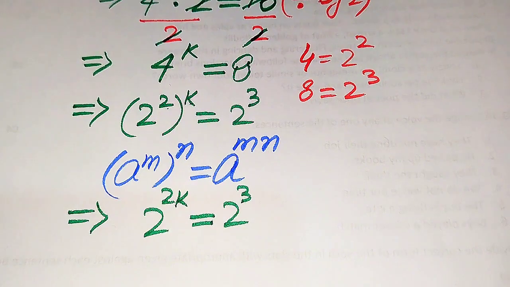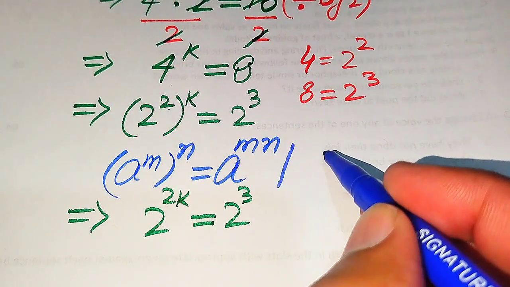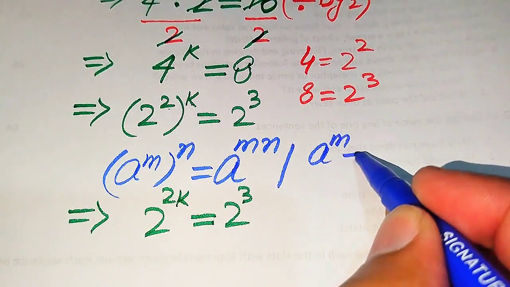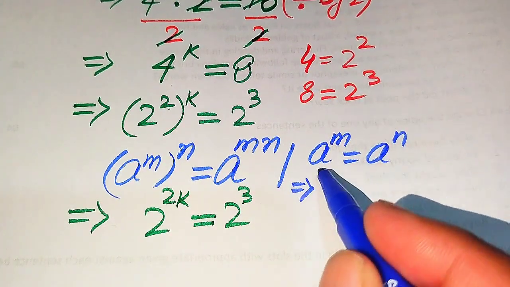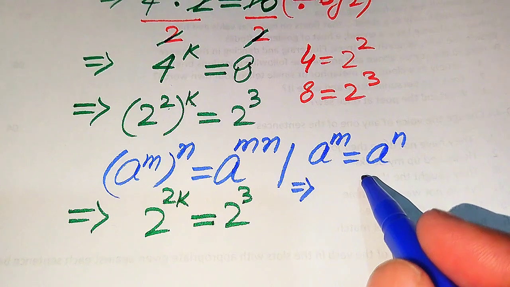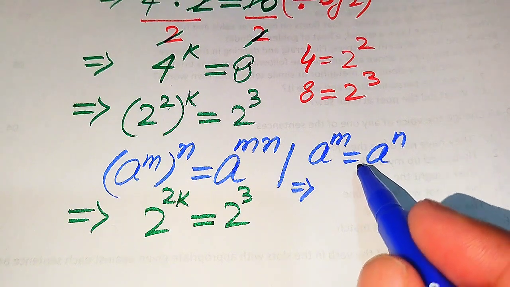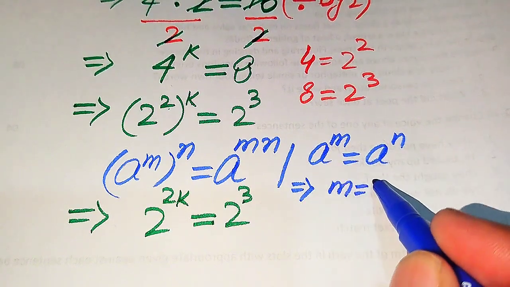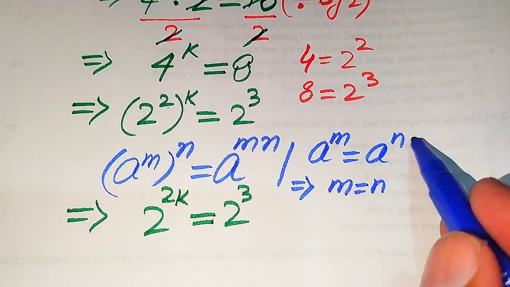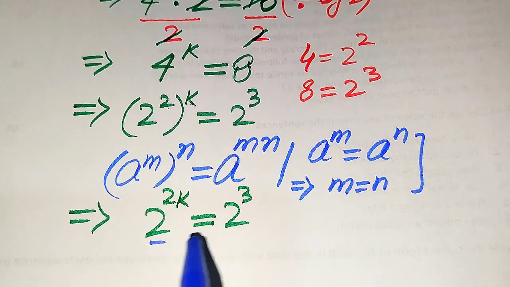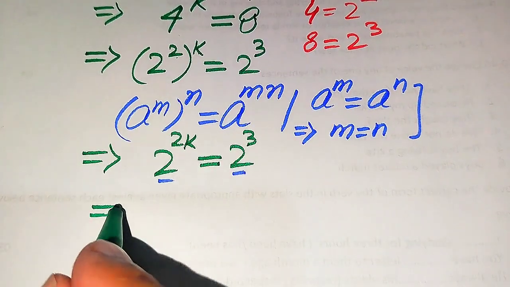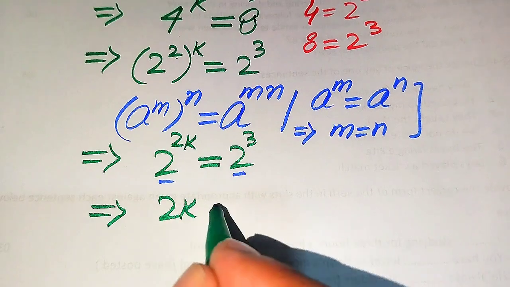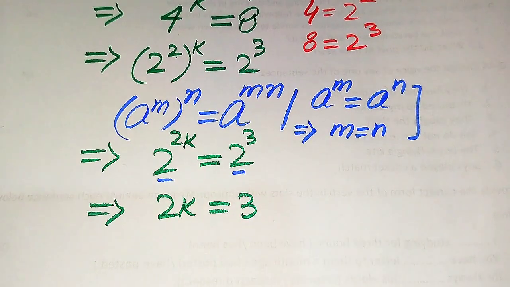So here we use another exponential law. You know that if we have a to the power of m is equals to a to the power of n, this means that if bases on both of the sides are same, then we equate its exponents. So this implies that m is equals to n. So according to this rule, you see here the bases on both of the sides are same, so we equate its exponents, and its exponents is 2k is equals to 3.